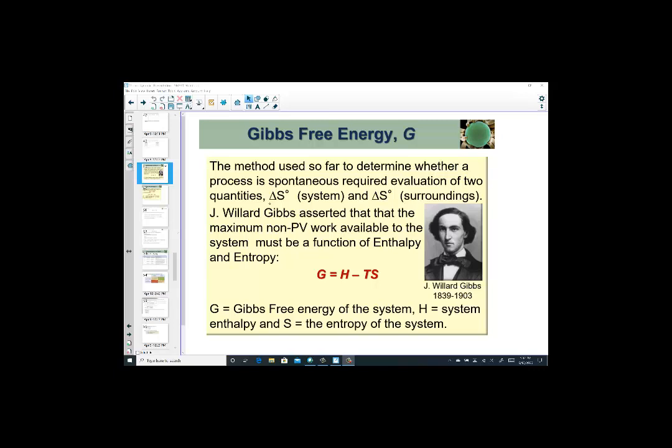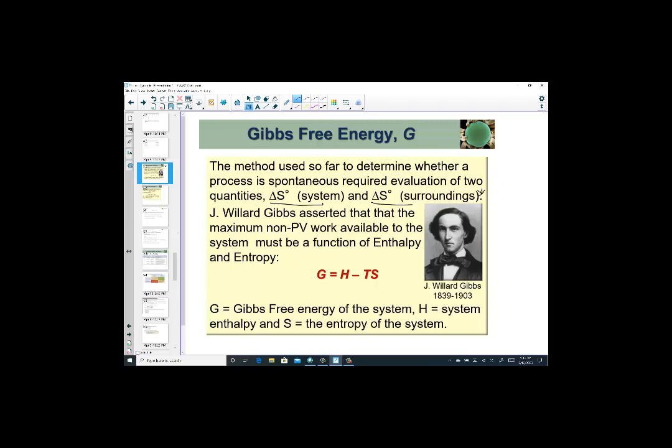Mrs. Hanson once again, picking up a conversation about Gibbs free energy, most often called free energy, with abbreviation of G for Gibbs. The method used so far in determining whether a spontaneous reaction is occurring had us evaluate two quantities. Those would be both the delta S of the system, which is our reaction, as well as delta S of the surroundings. And we know that it is very inconvenient, very difficult to measure entropy changes of surroundings.